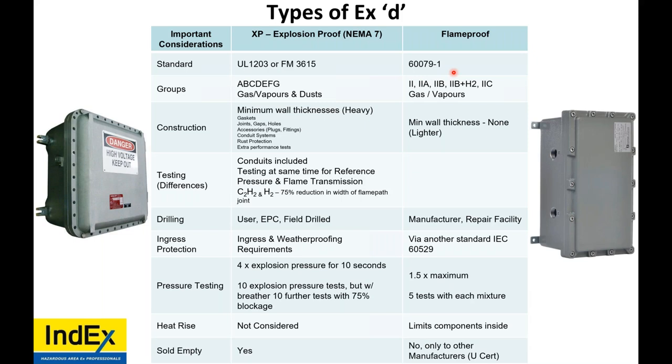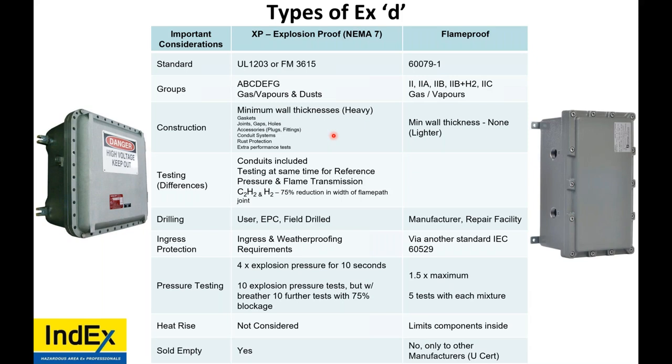So the differences between them. For explosion proof, it's rated for all the gas groups and dust groups within the North American system, A, B, C, D, E, F, G. Under flameproof, it's only good for gases and vapors. Now, the construction of them is very different. There are minimum wall thicknesses for explosion proof. There are none for flameproof.